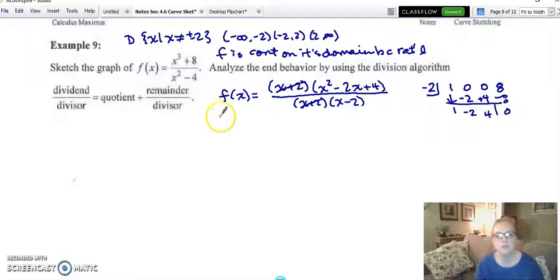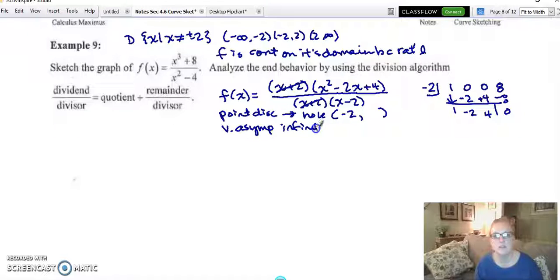And when it's removable, we know that there is a point discontinuity, which is going to give us a hole at negative 2, and we'll talk about how to find the value for that. And we know that there is a vertical asymptote, an infinite discontinuity, at x equal to 2. So that's kind of how you figure that out.